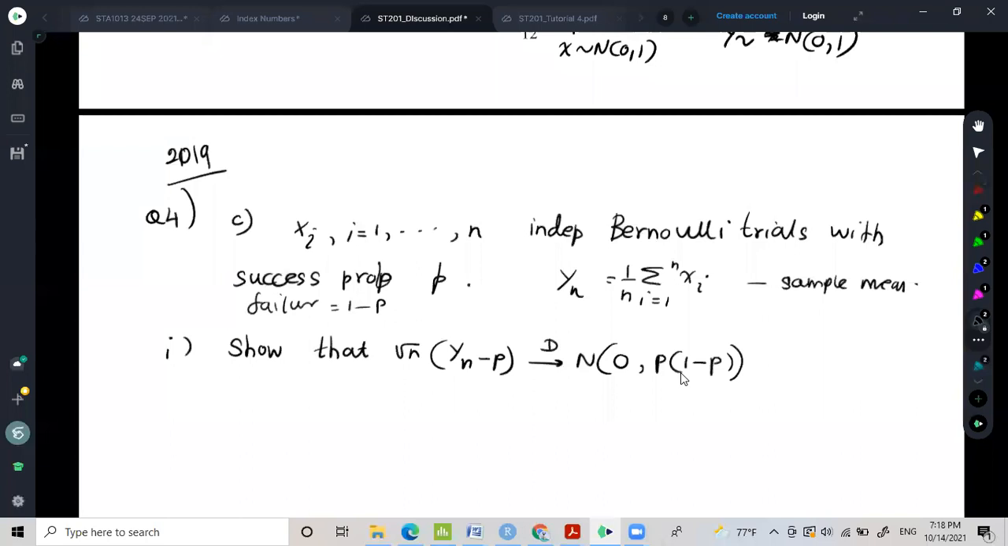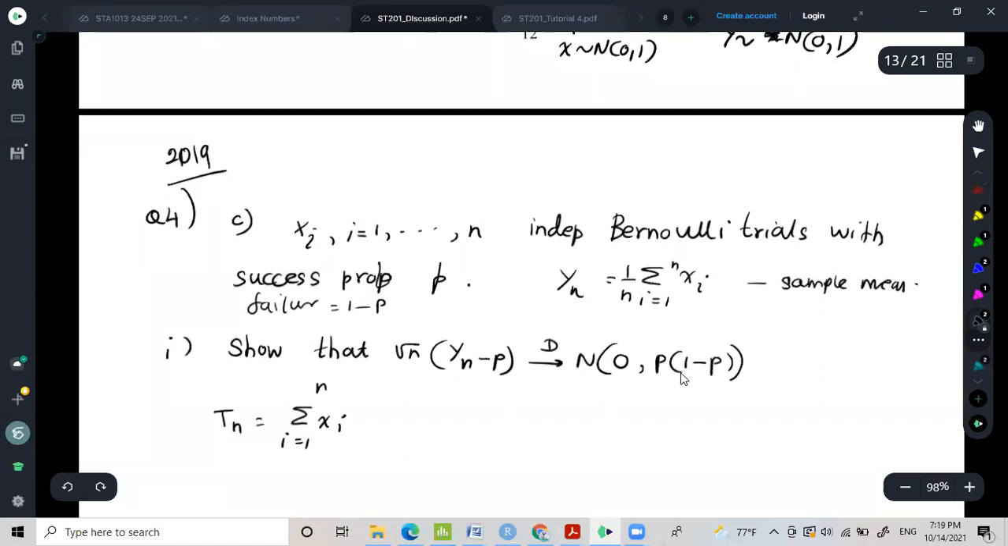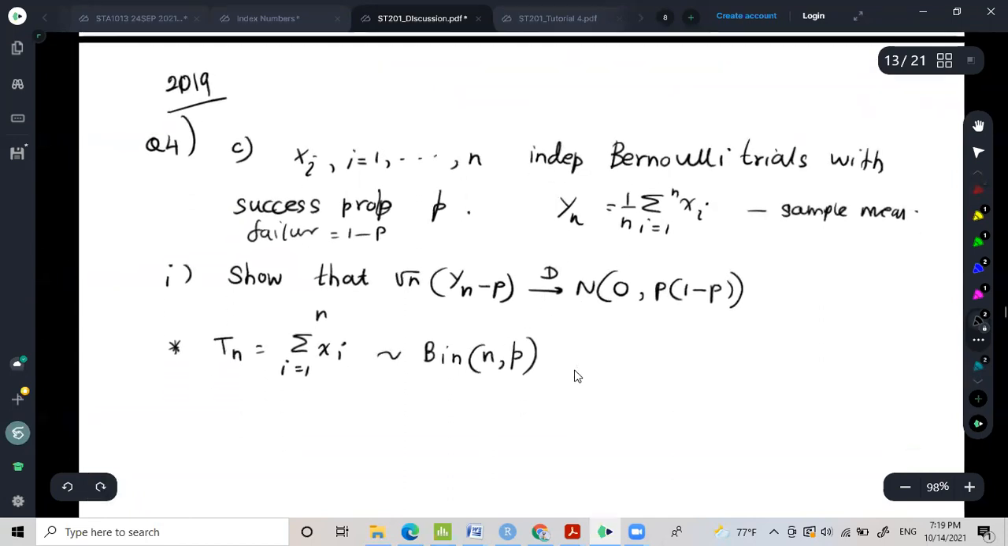Right, so we have to show that Yn, what is Yn? The mean. Yn is the sum of Xi divided by n. Now what do we know about the Bernoulli distributions? You have a random sample of sample size n. If you take the sum of Xi's, just the sum, Tn, we know that n number of Bernoulli trials is the binomial distribution, with n trials and the same probability of success P. This is the key thing you should know from ST102.